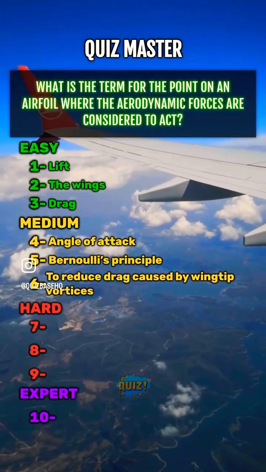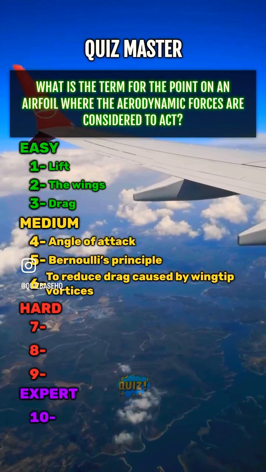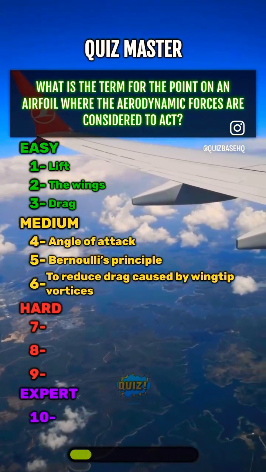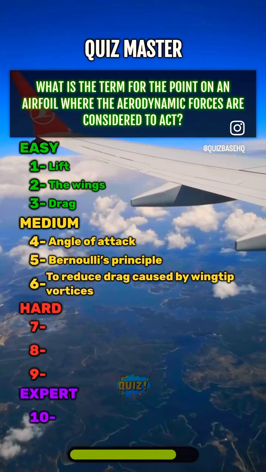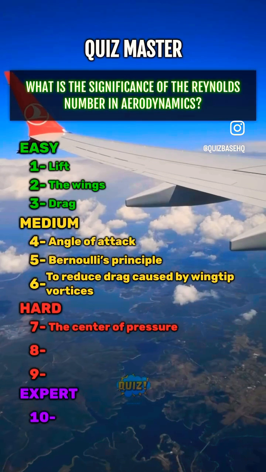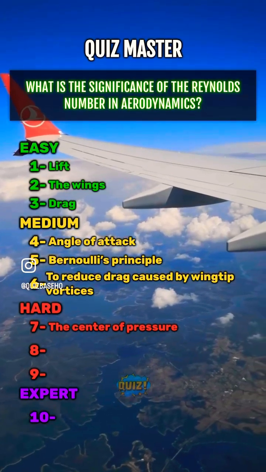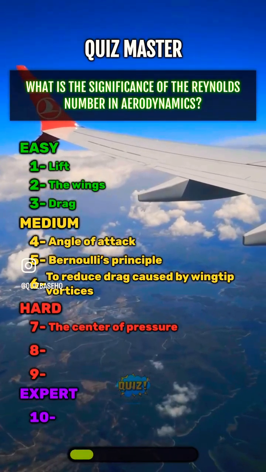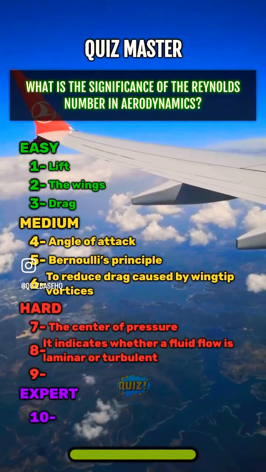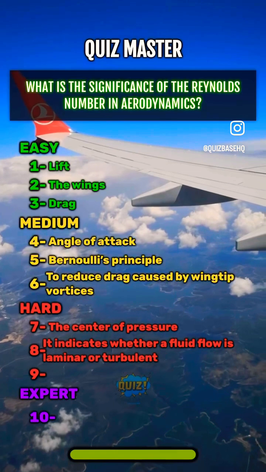What is the term for the point on an airfoil where the aerodynamic forces are considered to act? The center of pressure. What is the significance of the Reynolds number in aerodynamics? It indicates whether a fluid flow is laminar or turbulent.